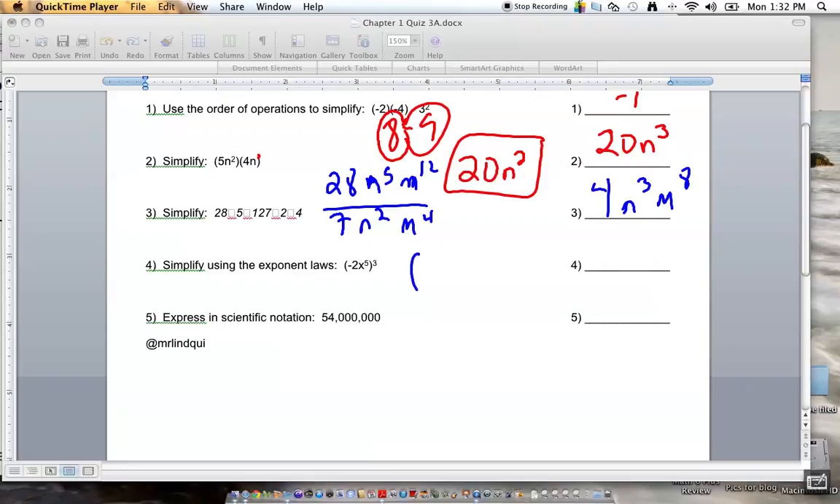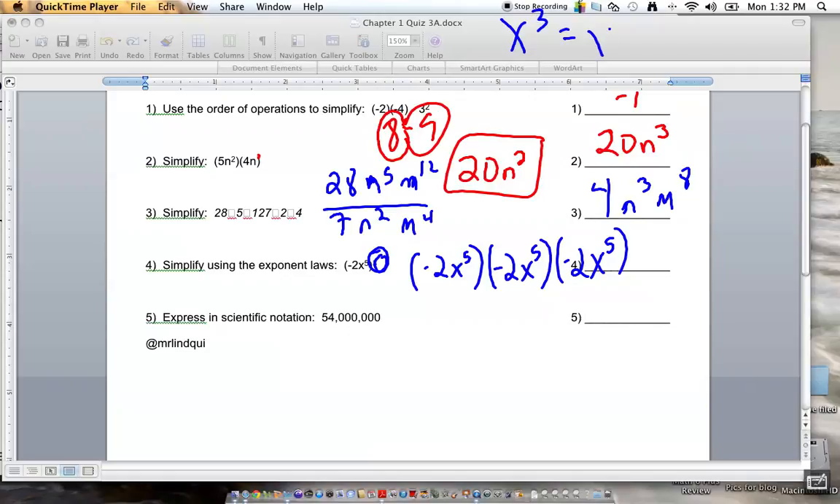All right, now, negative 2x to the 5th, all to the third. That means if I'm going to cube something, I have to multiply it 3 times: negative 2x to the fifth, negative 2x to the fifth, negative 2x to the fifth. Isn't that what cubing something means? To write it 3 times? Doesn't x cubed mean x times x times x? And doesn't x stand for anything? So negative 2x to the fifth stands for that. It stands for a Rachel, a Thomas, a house. It stands for anything.